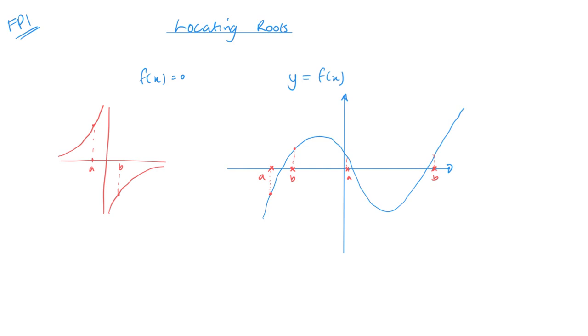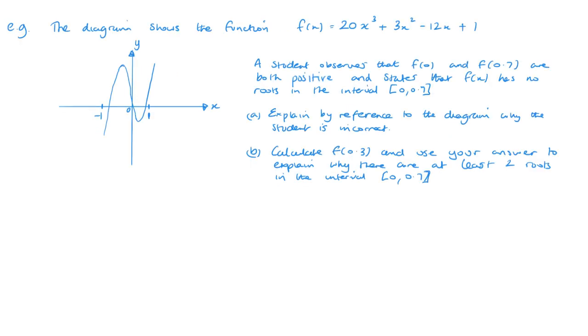Now, let's have a look at an example. Here we have a function, a cubic. f of x is 20x cubed plus 3x squared minus 12x plus 1. It looks roughly like this. You have to forgive my drawing. You can always put it into Desmos to see the exact graph.